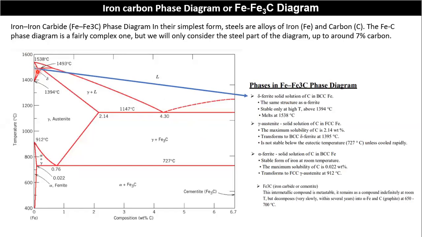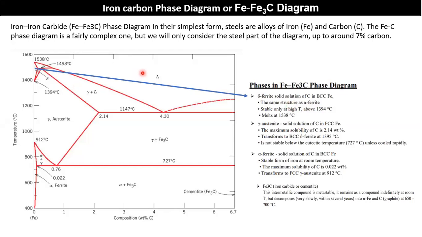Now, see, at 1493 degrees centigrade, the liquid state of molten metal goes to delta ferrite. It is also a solid solution of carbon. As a result, it is a BCC structure of iron. BCC is nothing but body centered cubic structure. The same structure as alpha ferrite. So both are similar. Which ones? Delta ferrite and alpha ferrite, both are similar. The structure is similar, but the solution will be different. What is the solution? Solid solution.